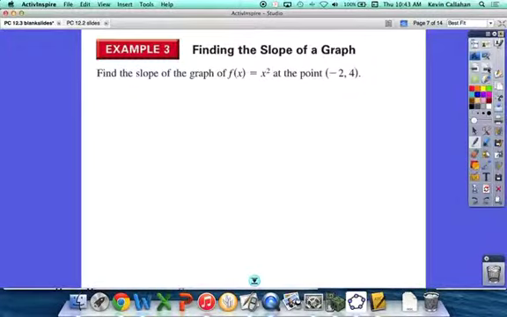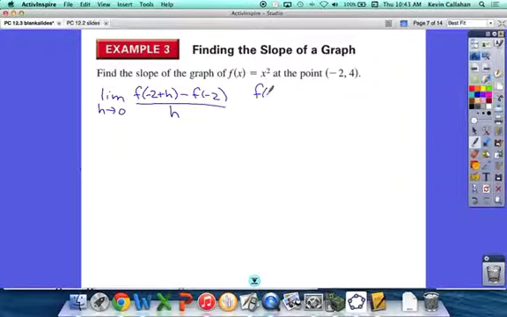Now I think I've got this on here twice. I do. So if I'm going to do this like we've already seen, this is the way that it works, right? We're going to say the limit as h approaches 0 of f of negative 2 plus h minus f of negative 2 divided by h. We know where we're trying to find it. We're trying to find it at negative 2. So that's why I plugged in negative 2 here and here.